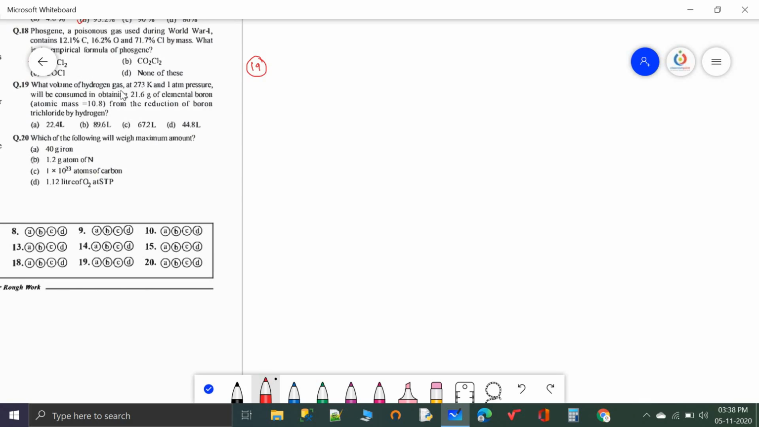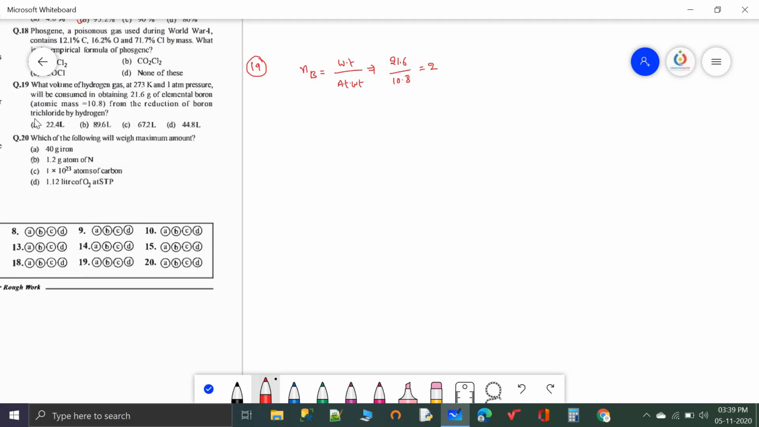The question is, what volume of hydrogen gas at 273 kelvins and 1 atmosphere pressure will be consumed in obtaining 21.6 grams of elemental boron? Atomic mass of boron is given as 10.8, from the reduction of boron trichloride by hydrogen. So first of all, let's find the number of moles of boron obtained. This is given weight by atomic weight. Given weight is 21.6 divided by atomic mass 10.8. So the number of moles of boron obtained is 2 moles.